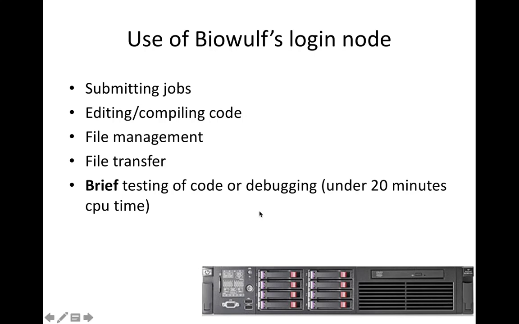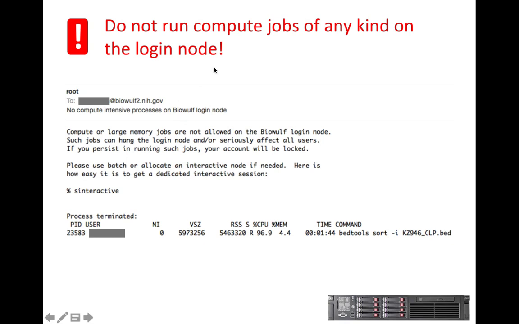It's important to note that the login node is a single shared system. There are typically over 100 users logged into it at any time. And so if any user runs a CPU-intensive or memory-intensive program on the login node, that can impact all the users. If you do inadvertently run such a program on the login node, you're likely to get an email like this that says, "Do not run compute jobs of any kind on the login node." It tells you how to get an interactive session instead, and it tells you that your process was terminated.